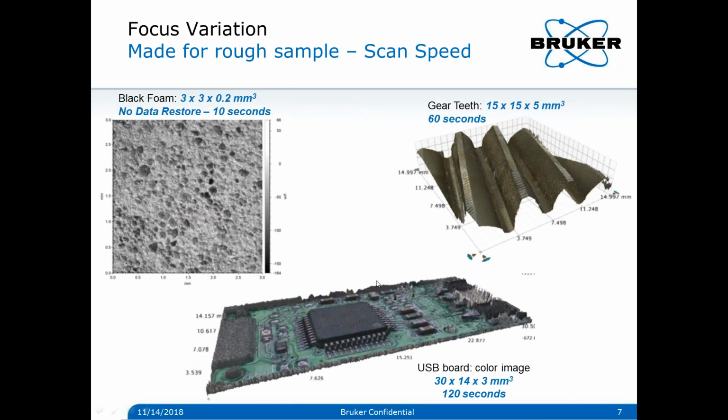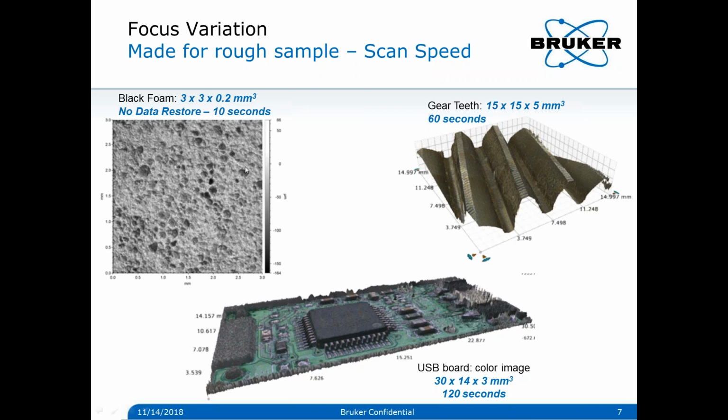So as we can see, by essence, focus variation with this light path of a ring allows better capture of a steep slope. But there's also another element that makes it very effective for wide field and rough surfaces, and that is simply the scan speed.